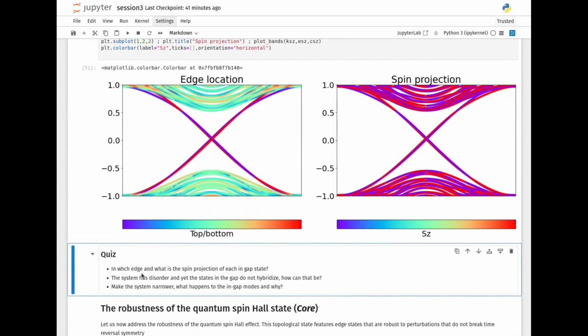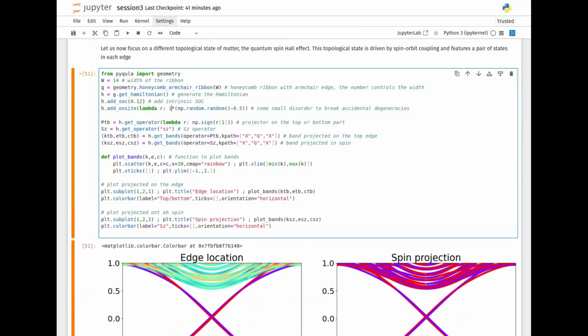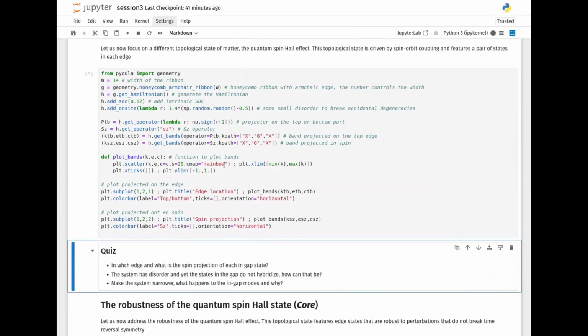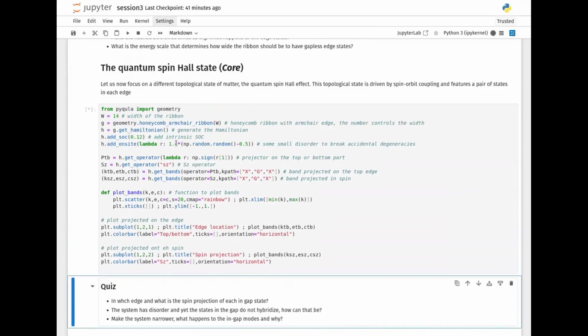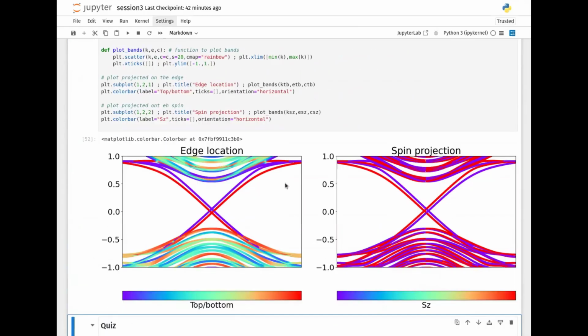So now let us look at the question. At which edge and what is the spin projection of each in-gap state? So for this, it can be actually convenient to add a little bit bigger disorder so that we see them a little bit more separate. So let us add something like this and see that when we add this bigger disorder, then the states are going to separate a little bit more, and we will be able to see them more clearly. Okay, so here they are.